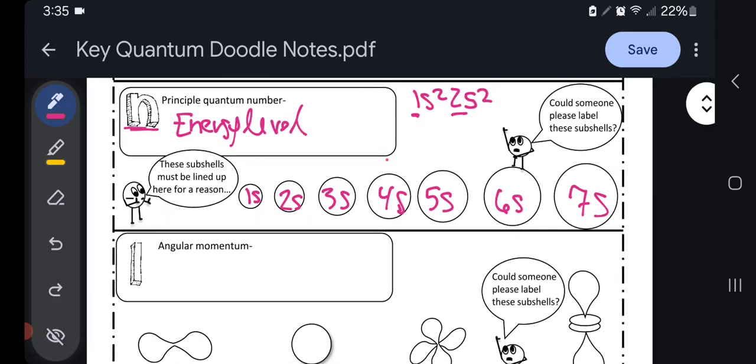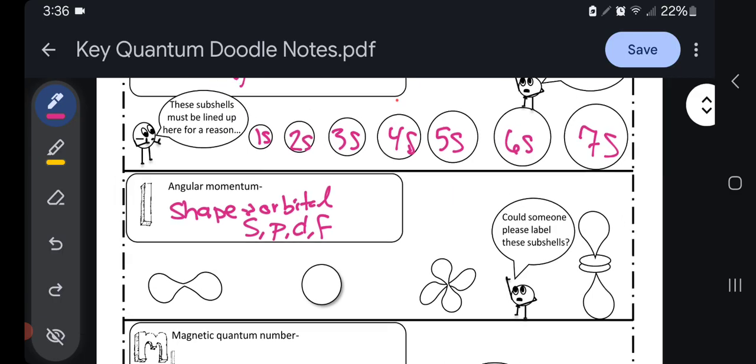Alright, so that's one part of your electron configuration. It's going to tell you what these quantum numbers are. Okay, and n is our first one. It's that energy level. Now the angular momentum is just a fun way that tells you what shape your orbital will be. So is it an s, a p, a d, or an f?